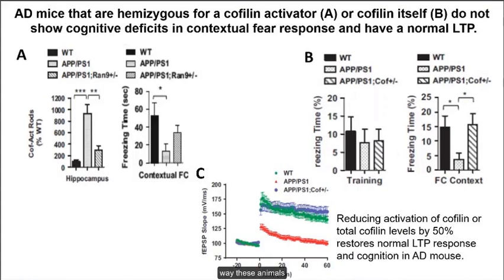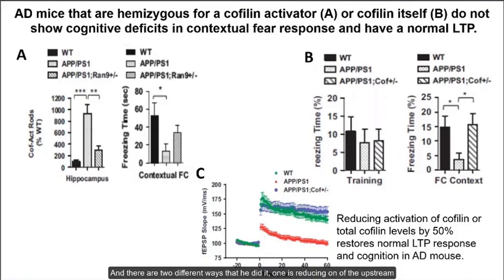These animals can be measured for their contextual fear conditioning and their ability to remember a training exercise. And if you reduce rod formation, and there are two different ways that he did it, one is reducing one of the upstream regulators of the phosphatase that activates cofilin, and the other is just reducing the quantity of cofilin that's expressed in these animals, they are normalized in their contextual fear conditioning, so their behavior is reversed back to normal. They don't forget anymore. You see a normalized LTP.